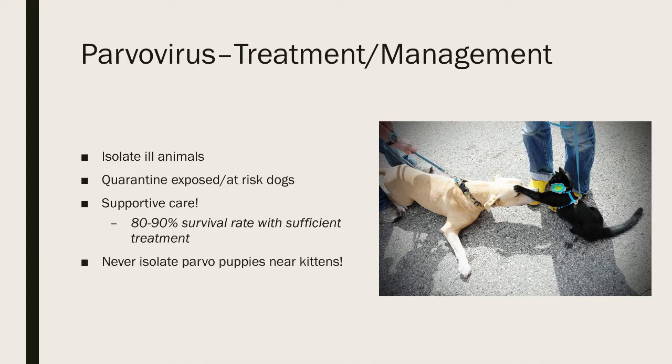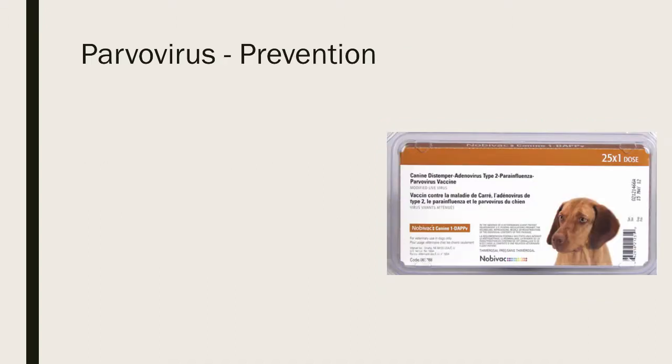And just a little tidbit, you really shouldn't ever be isolating parvo puppies near kittens, because, the likelihood is fairly low, but feline panleukopenia is also a parvovirus, and there has been some anecdotal evidence that parvo puppies may actually expose kittens and they can go on to show signs that are fairly consistent with feline panleukopenia.